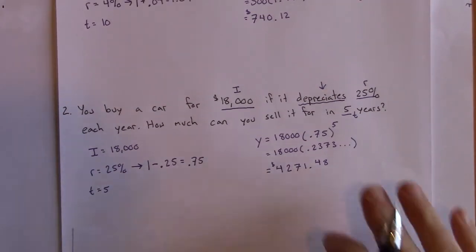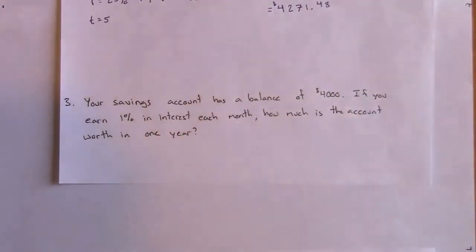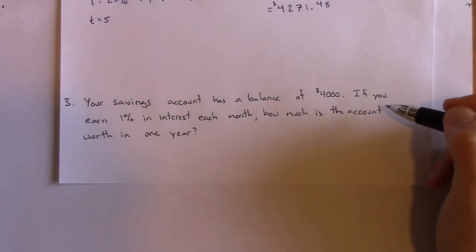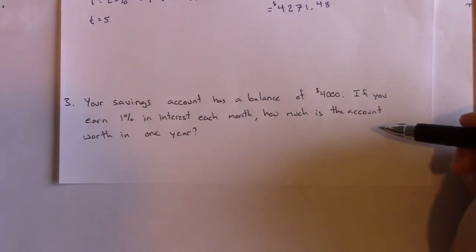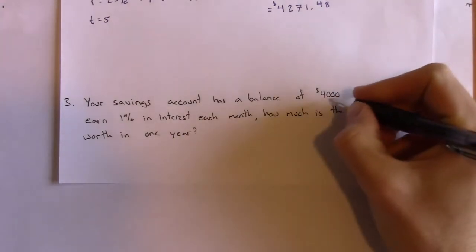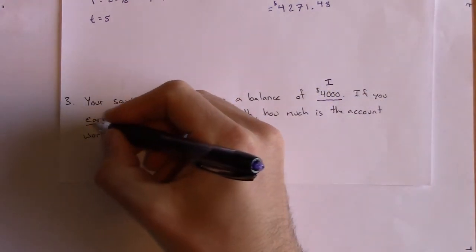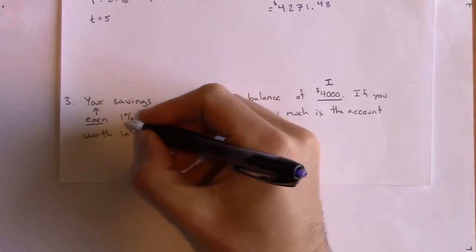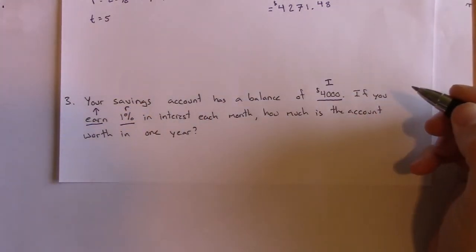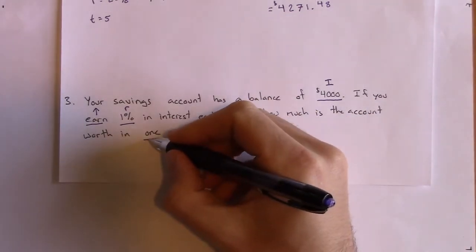Okay? Let's look at one more example, because I want to highlight one key detail. Very similar to the first one, this is number 3. Your savings account has a balance of $4,000. If you earn 1% in interest each month, how much is the account worth in 1 year? So starting off, $4,000, that is my initial amount. You earn, so that means I'm gaining money, and I see a 1%, so that's going to be my rate. So far so good.